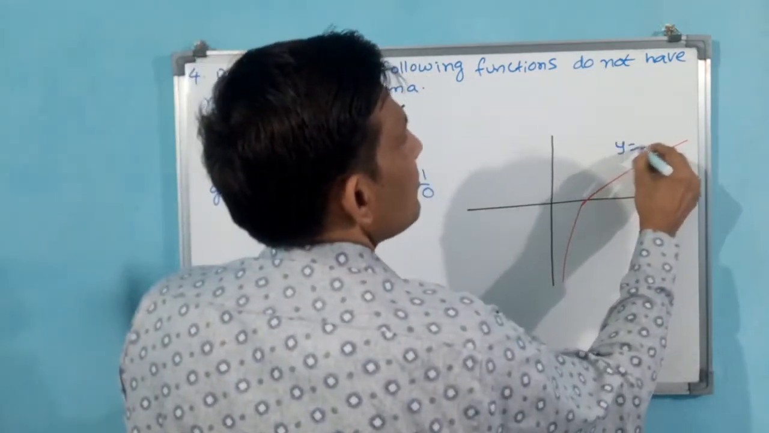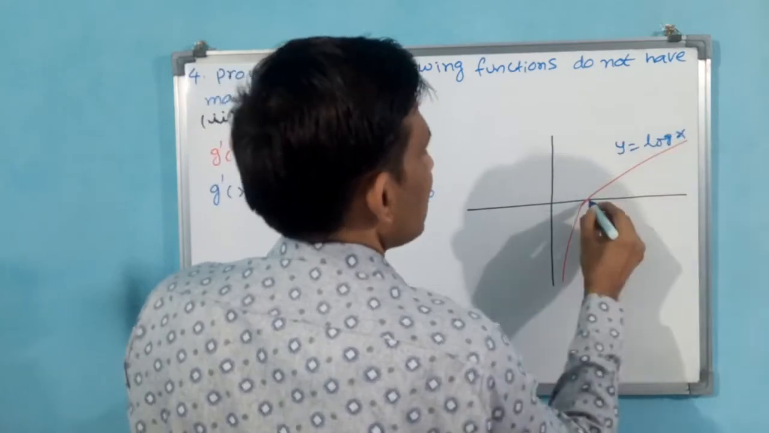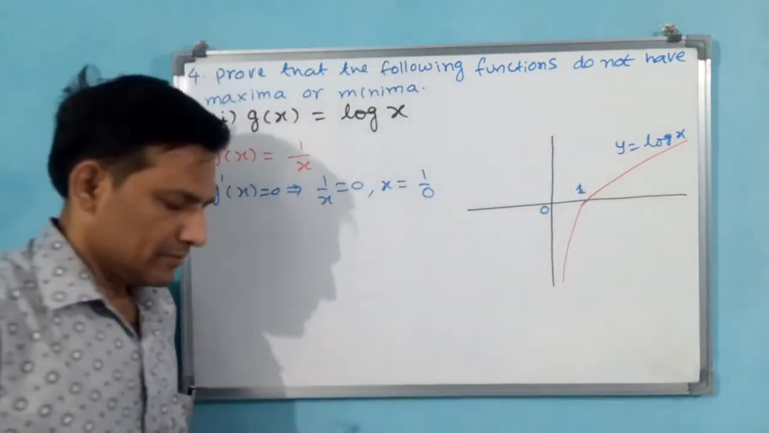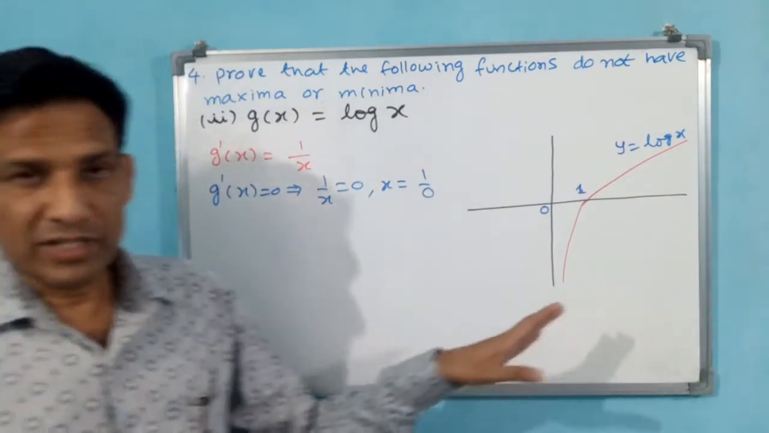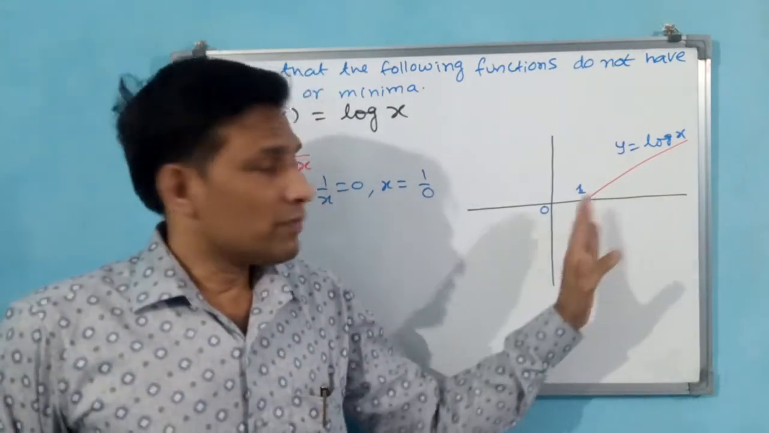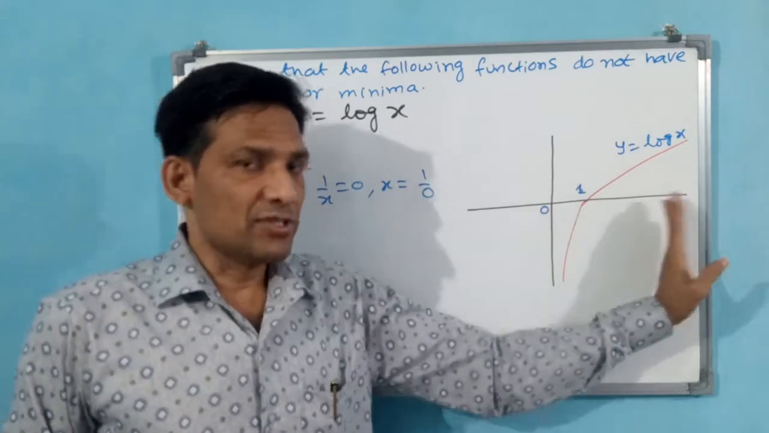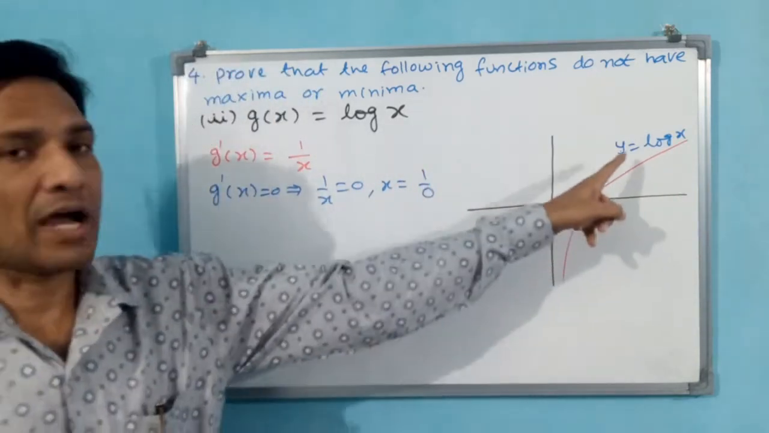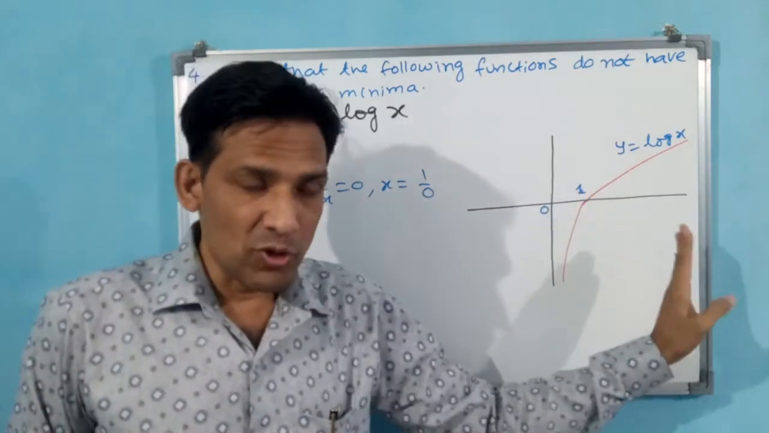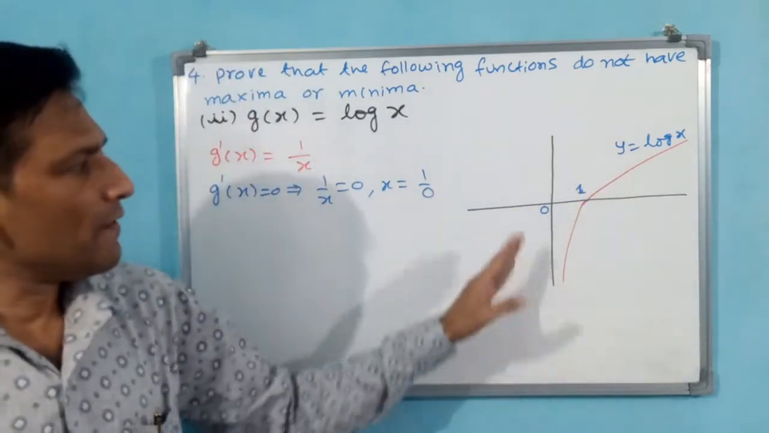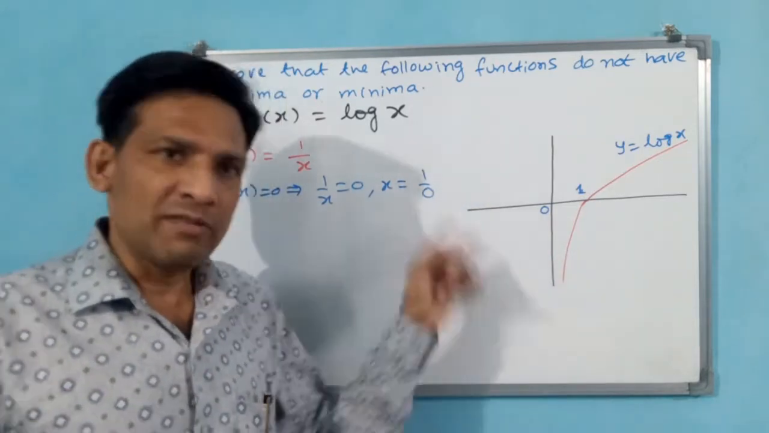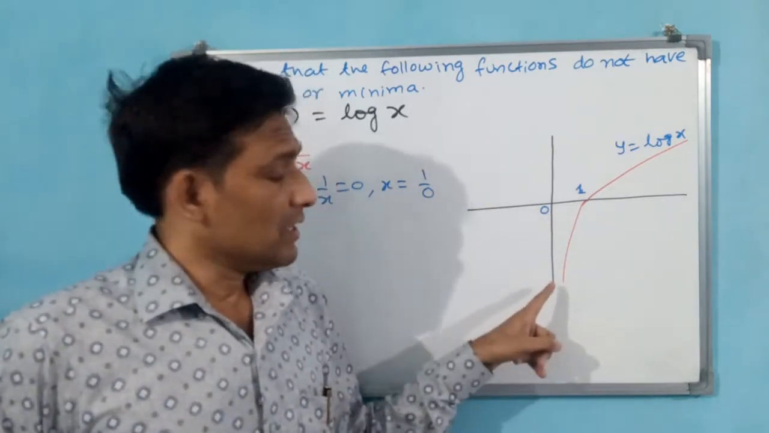This is y is equal to log x. See, this is 0, this is 1, this is x. The logarithmic function is defined only for positive numbers greater than 0, not even 0. Even 0 you cannot give for log. Greater than 0 only you can give as input. Negative, anyway, you cannot give, and even 0 you cannot give.